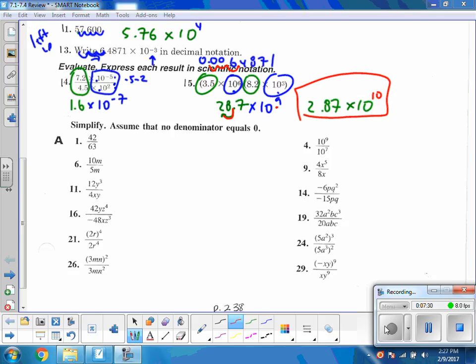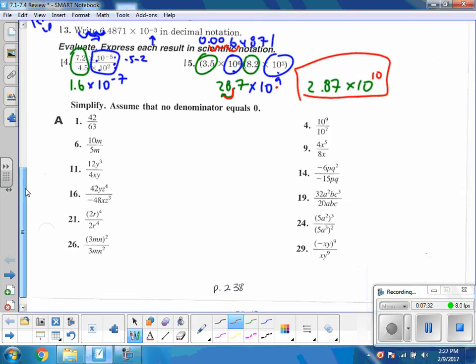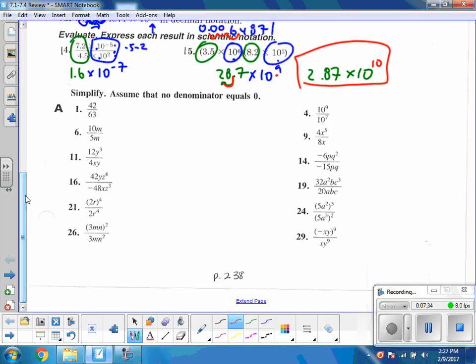Okay, we're going to simplify a few of these. I'm just going to pick a few that might be a little bit interesting. Again, assuming no denominator equals 0 because that's undefined. Like number 21 looks interesting because that 4 is going to distribute to both. So it's 2 to the 4th, r to the 4th, over 2r to the 4th. And I can already see here that the r to the 4th have the same base, so it's 4 minus 4, which is going to be 0, so those actually are gone.